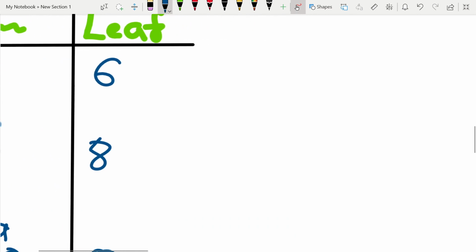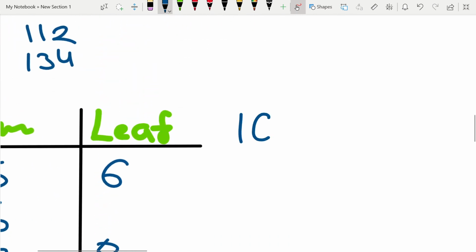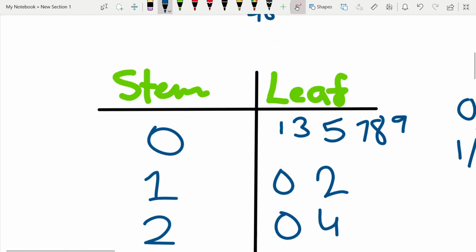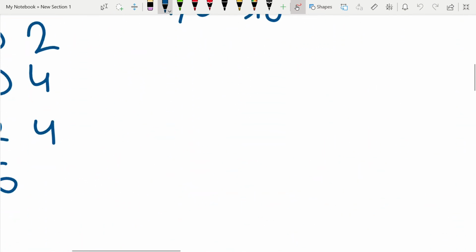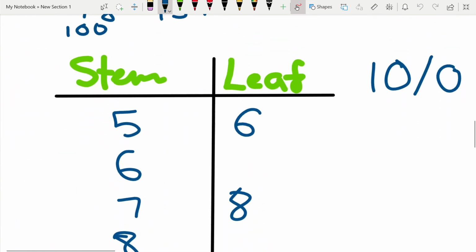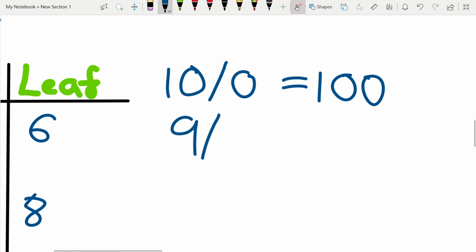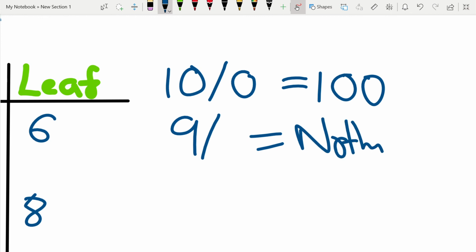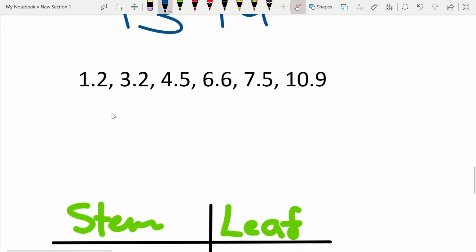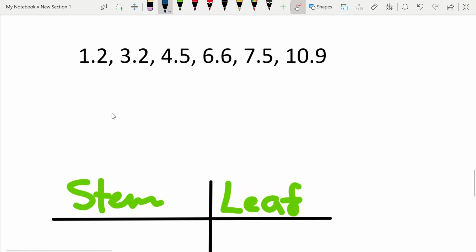You can write a little key next to it, like 10 by 0 is going to be 100. Like how we wrote the key over here, we're going to write the same thing right here. And if we've got 99 over nothing, it's equal to nothing. But you don't really need to include that in your key, I'm just telling this for reference. Then we've got decimal numbers. Now this is the last one we have got, so don't worry, let's move quickly.